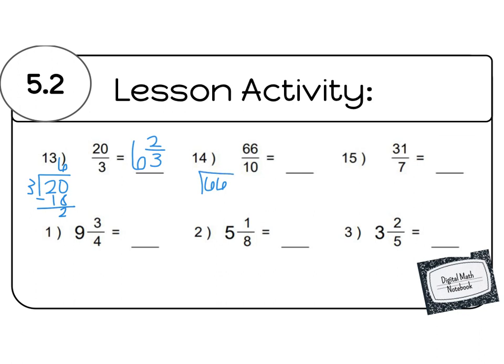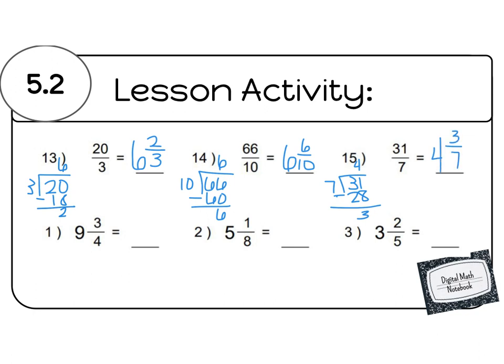66 divided by 10 would be 6, and that's 60, which leaves us left over with 6. So this would be 6 6/10. And our last one, 31 divided by 7 would be 4, which is 28. We subtract 28, 29, 30, 31 is 3. So that means that our whole number is 4, and 3 leftover out of 7, so 4 3/7.